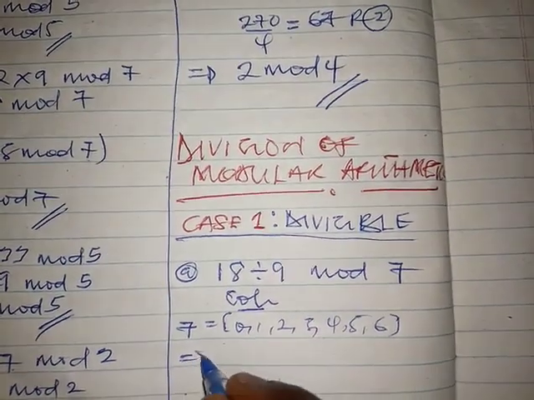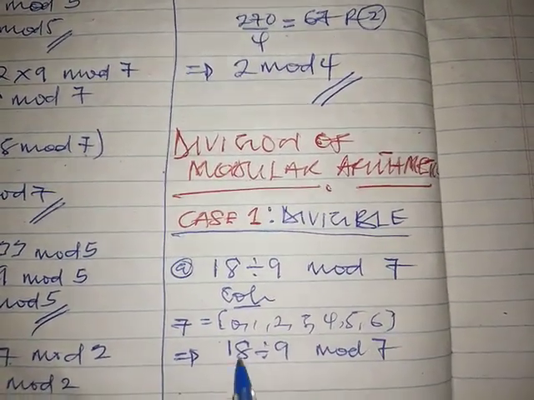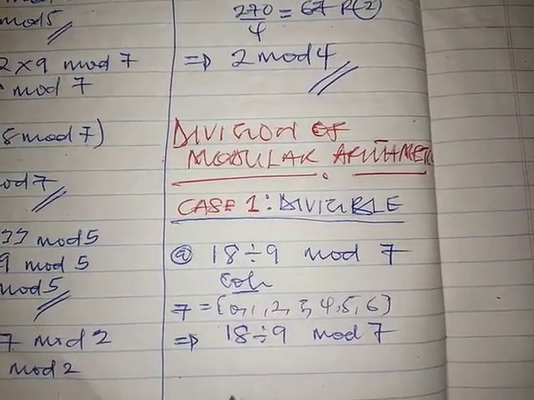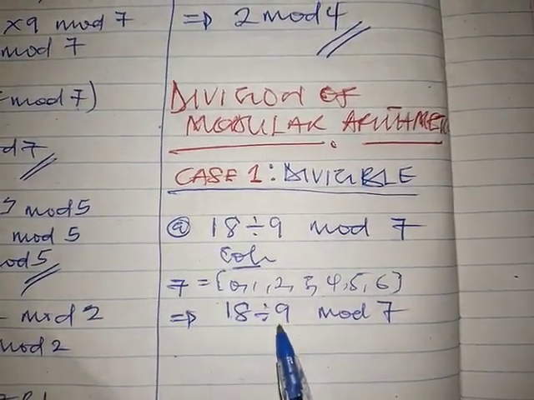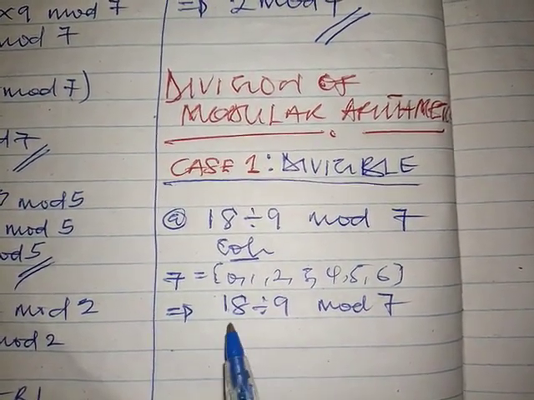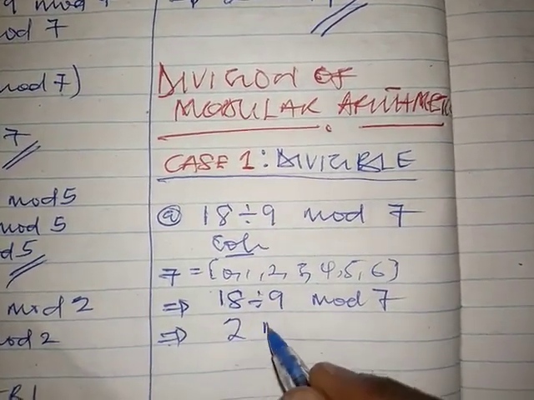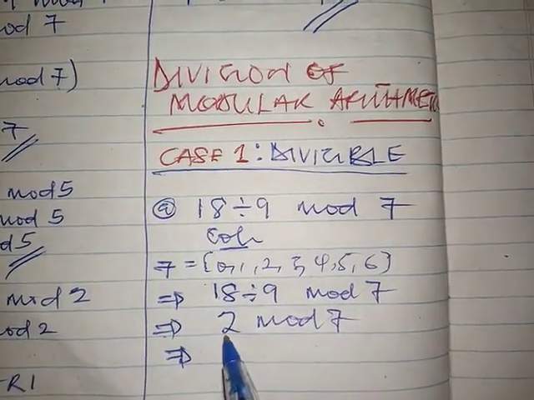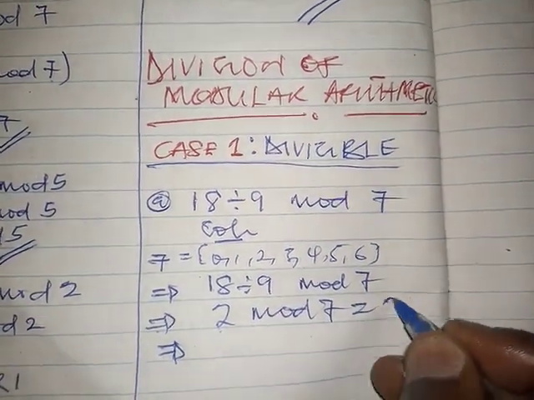So let's go. 18 divided by 9 mod 7. The first case, which is divisible, means that 9 can divide 18. Since 18 can be divided by 9, 18 divided by 9 is 2 mod 7. And 2 mod 7 is the same as 2, because 2 is less than 7. So our answer is still 2, and we can leave it like this.